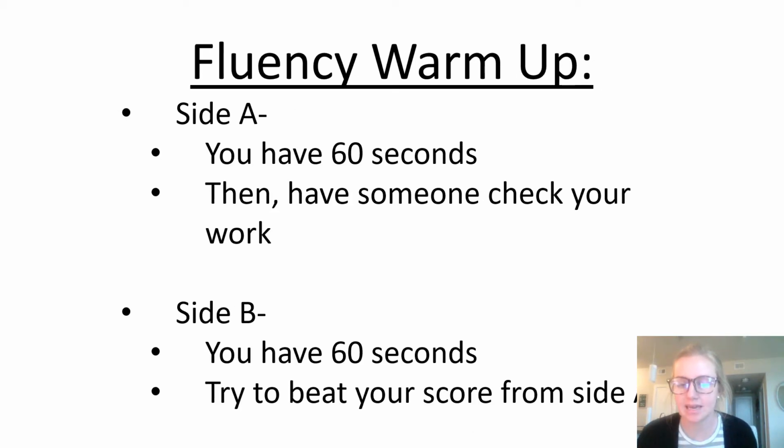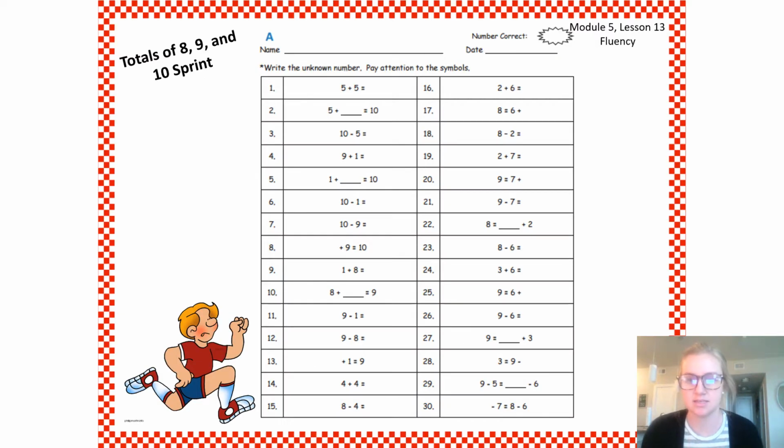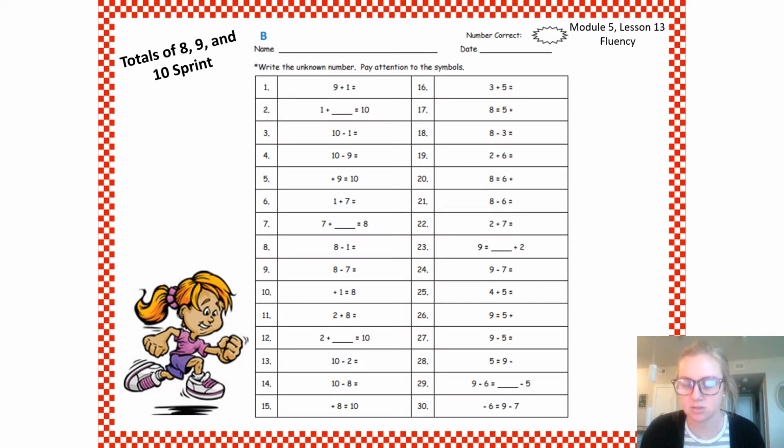So your fluency in your packet, side A, you're going to have 60 seconds, just like you're in class. You can put your pencil up, and when your sibling or parent says go, you have 60 seconds to do as much as you can. Then when the timer goes off, you stop, have somebody check your work, and then on side B, you have 60 seconds and try to beat your score from side A. This is what side A looks like. This is what side B looks like. These are the sprints that are in your packet. So start on side A and then do side B. Right now, pause the video, complete your fluency, and come back when you're done.